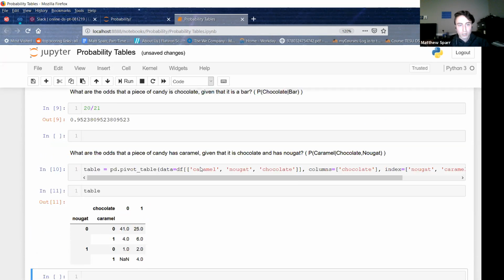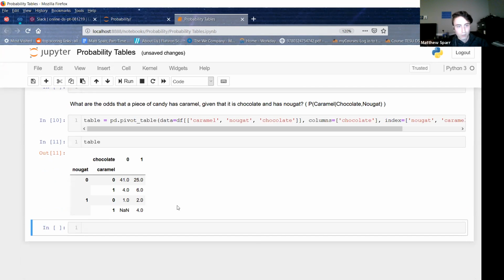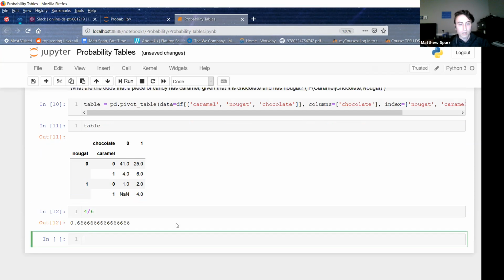So if our question here is, what are the odds that a piece of candy has caramel, given that it's chocolate and nougat? So first we can look at where it's chocolate. So we're looking at this second column here. And then the ones where it's nougat are these last 2 here. And we want to see where it is caramel. So there's 4 that are caramel. And then 2 plus 4, there's 6 possible ones, given that it's chocolate and nougat. So 4 divided by 6 is about a 67% chance.